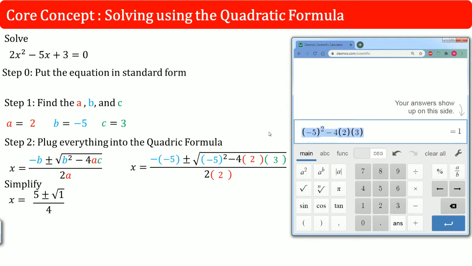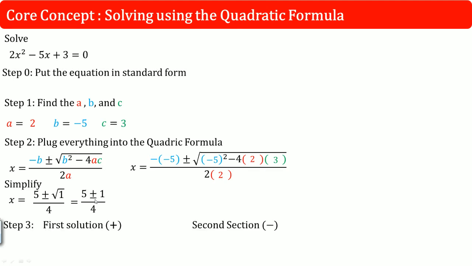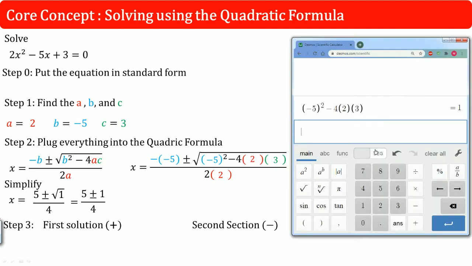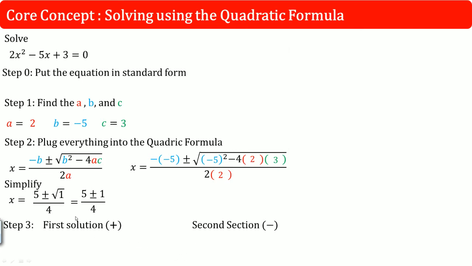Notice my life was so much easier when I just plugged this into Desmos. I knew what was under the radical. That's why I got it as radical 1. We know that radical 1 is just equal to 1. So your first solution would just be 5 plus 1 divided by 4. Okay. If you plug that into Desmos, you get 6 over 4 or 3 over 2.